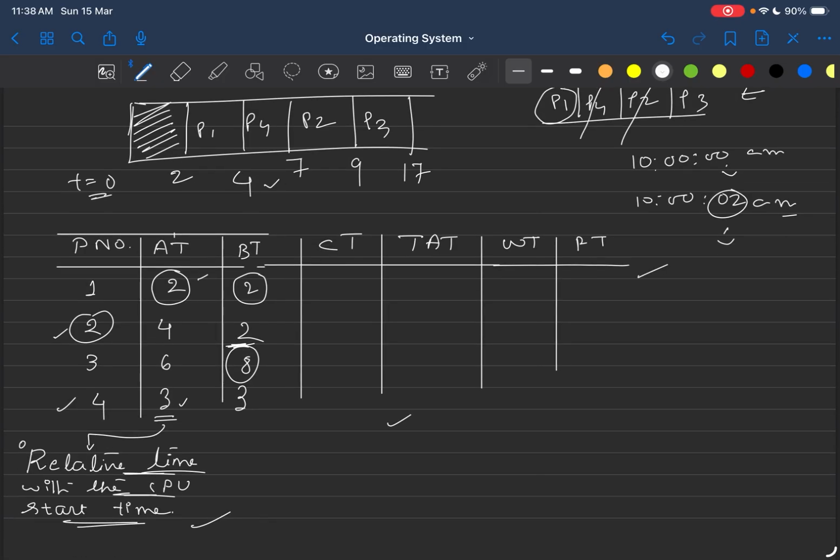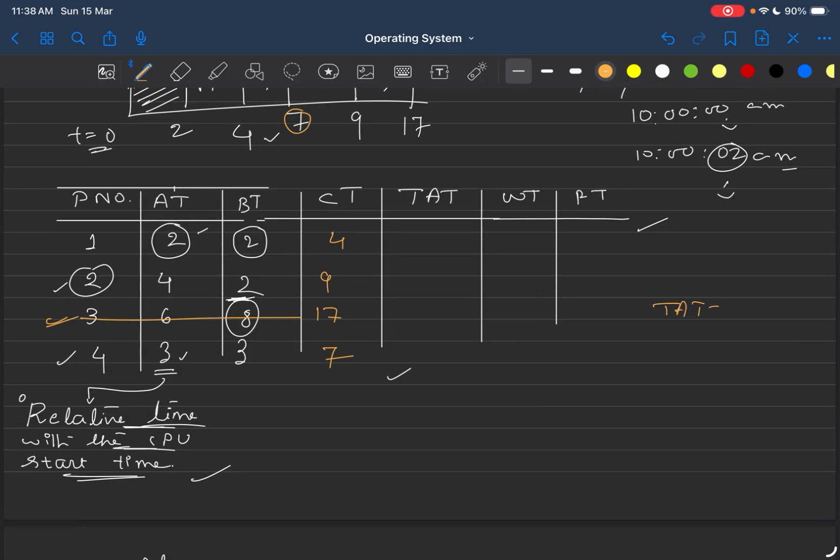This will be much easier once you have the Gantt chart. What is the completion time of process 1? Process 1's completion time is 4. Let me change the color. What is the completion time of process 2? That is 9. What is the completion time of process 3? That is 17. What is the completion time of process 4? That is 7. What is the turnaround time? Do you remember? Turnaround time is the completion time minus arrival time.